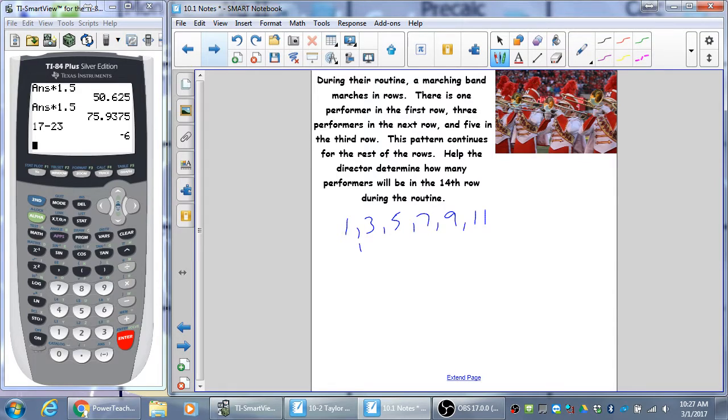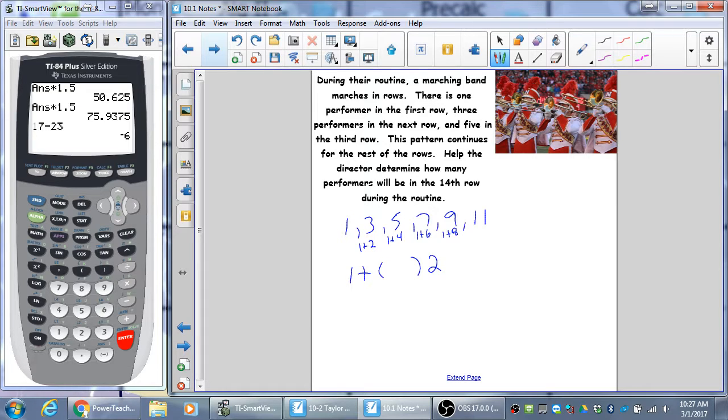Isn't this 1 plus 2? This is 1 plus 4. 1 plus what? 6. 1 plus 8, right? So we can take 1 plus something times 2, because this is 1 times 2, 2 times 2, 3 times 2, 4 times 2. How many 2's do we need to get to the 14th term, though? Be careful. It's not what you think. How many 2's would we need for the last one, for the 14th?